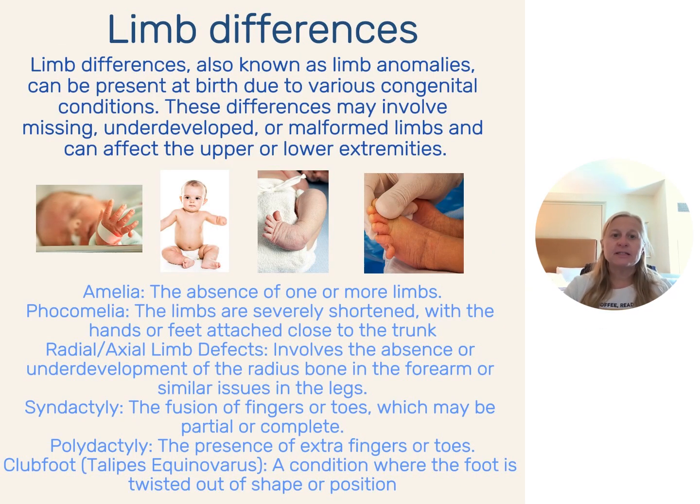Limb differences. Limb anomalies can be present at birth due to a variety of things. These are just pictures of some examples. I did not go through and get every single one. I thought that this list would be the most helpful to kind of understand the differences of what's happening here. You will see this. We do talk about this in NRP as well.